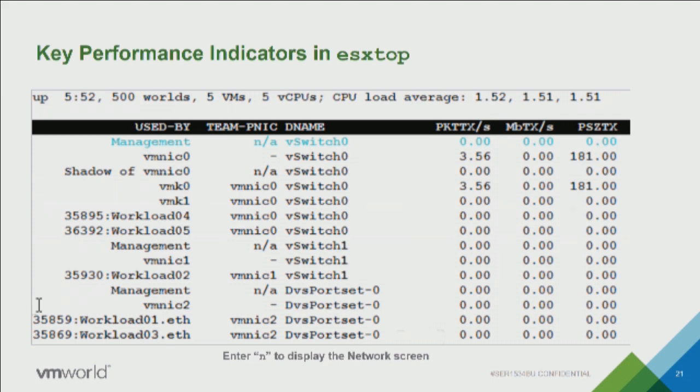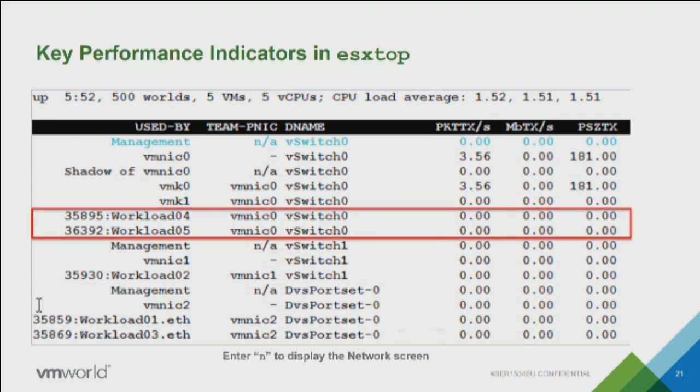Now, key performance indicators in ESXtop. Here we've got a couple of VMs, workload 04 and workload 05. What's nice about this tool, although there's not a lot of activity, is I can look to see what physical NIC and what switch that virtual machine is running on. Is it the correct one? Sometimes you look at it and wonder why that VM is running on that virtual switch. That would be a problem.